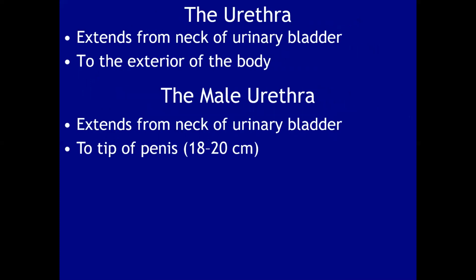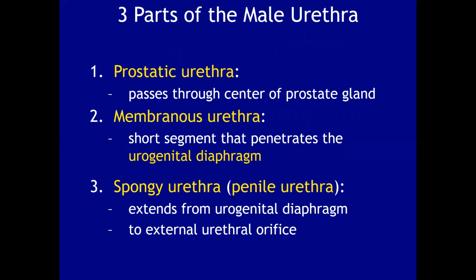The urethra goes from the neck of the urinary bladder to the exterior of the body. For males, it's 18 to 20 centimeters in length. If you look at the male urethra, like I said earlier, it has 3 parts. The prostatic urethra passes through the center of the prostate gland. So you can understand why, if a male has an enlarged prostate, they may have difficulties with urination.